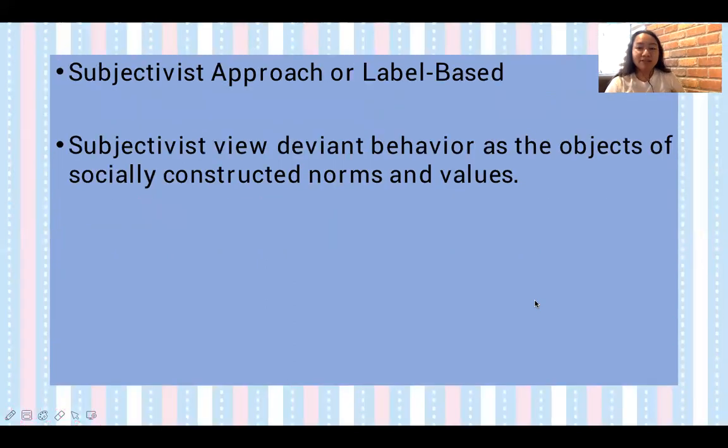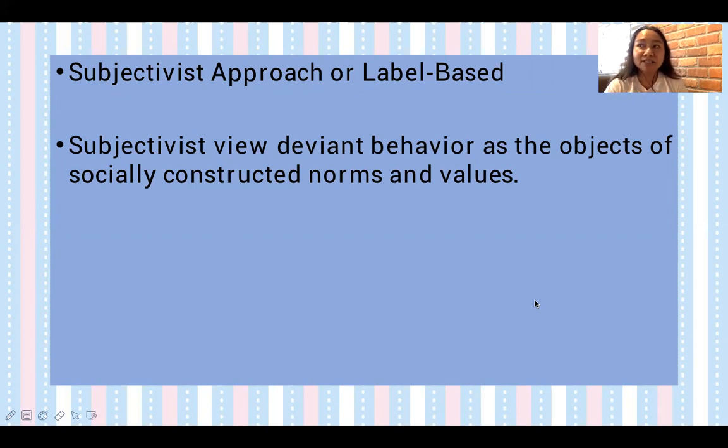So, meanwhile, the opposite of being objective is being subjective. So, the subjectivist approach is also called the label-based approach, because the labels that we are creating are also subjective. We have our own set of reasons why we would label. So they would view behavior as the object of socially constructed norms and values. The object could be different among people.